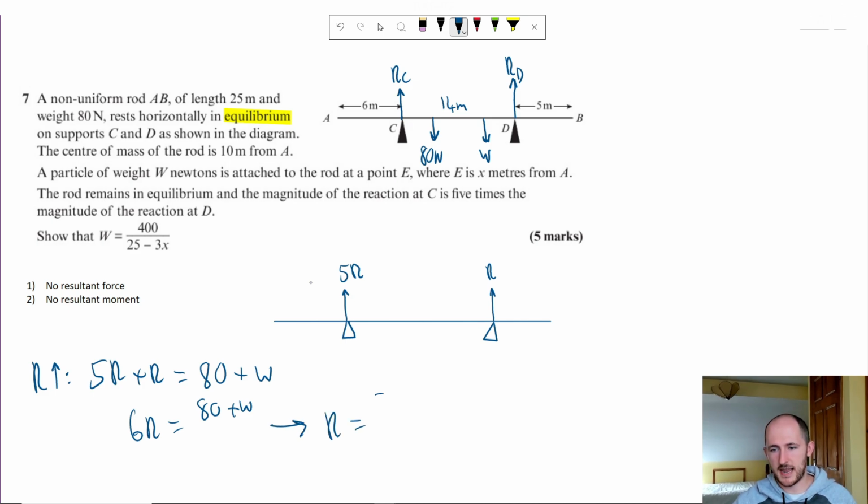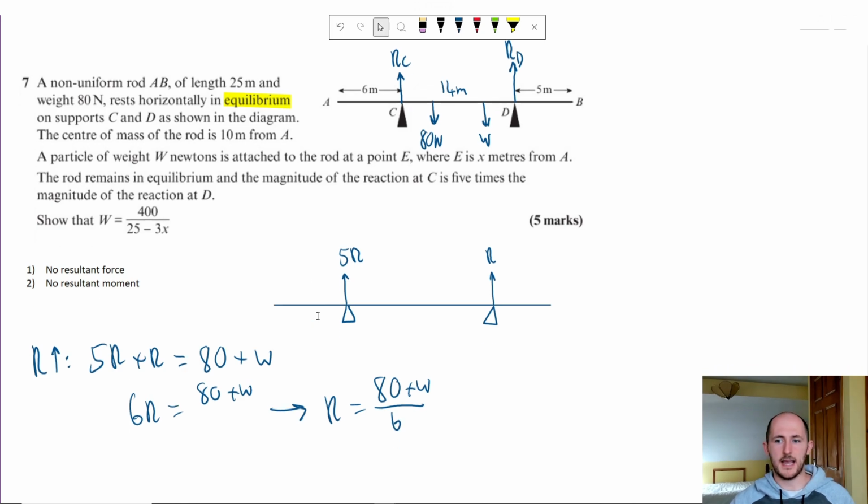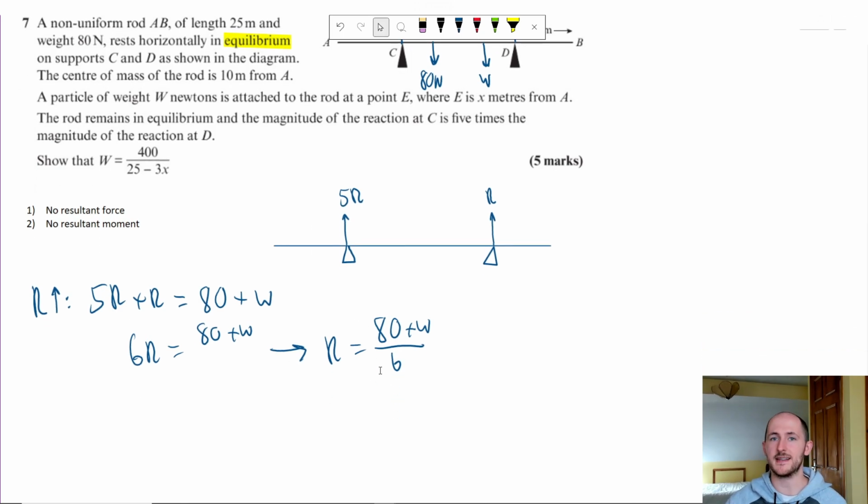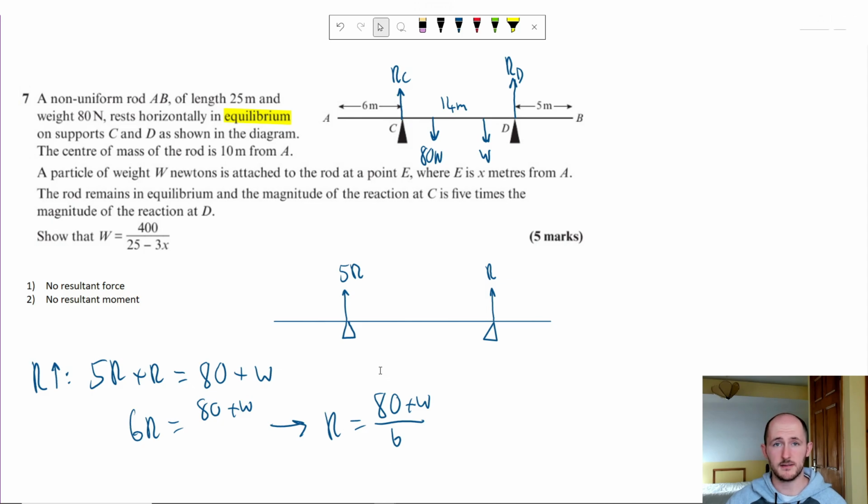And then R is equal to 80 plus W over 6. Again, that could be useful in a second. I don't know yet. I'm going to be honest with you, I have no idea if it's going to be useful or not.